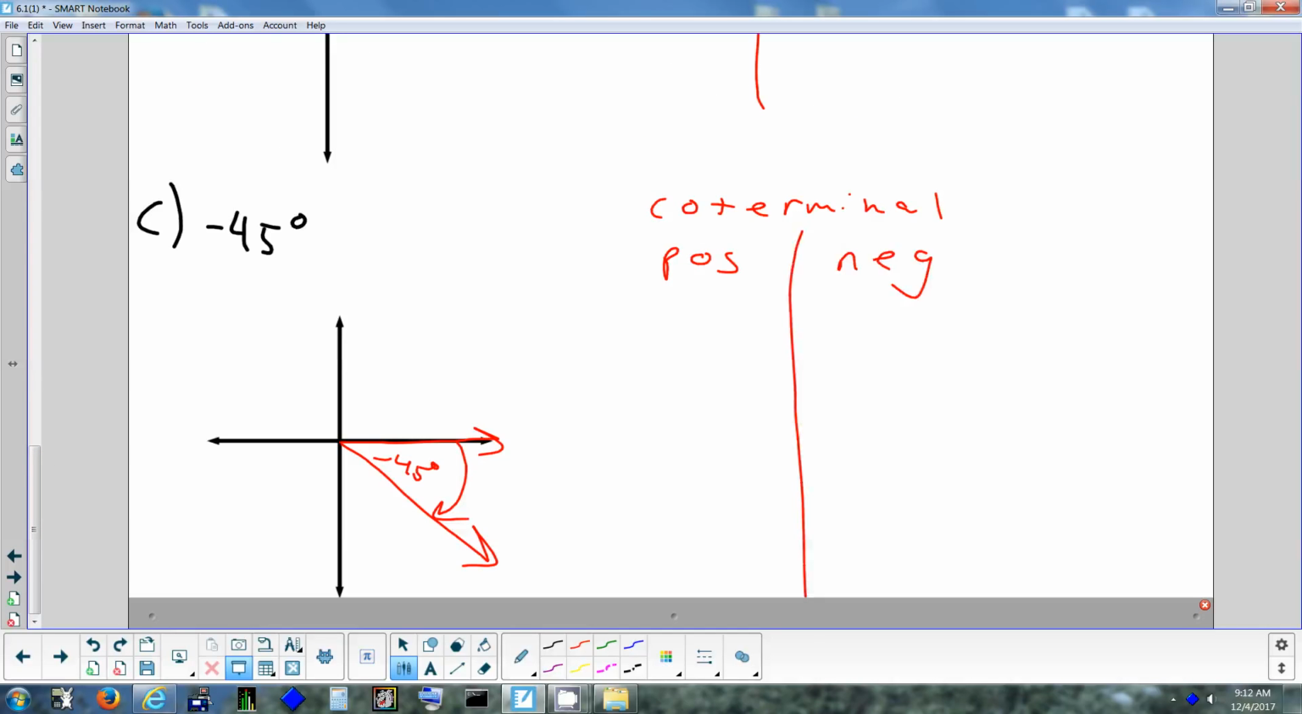And two coterminal angles. Well, the positive, I'll do that one, would be 315, if you add 360. How about the negative? Sam? Negative 375. No. Negative 405. Yeah, negative 405.